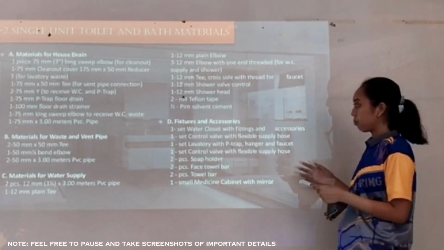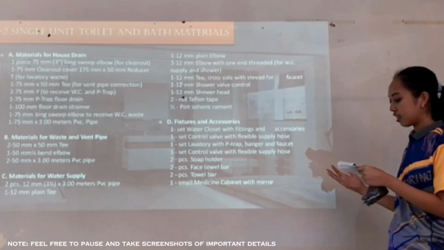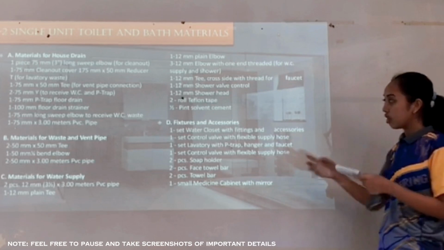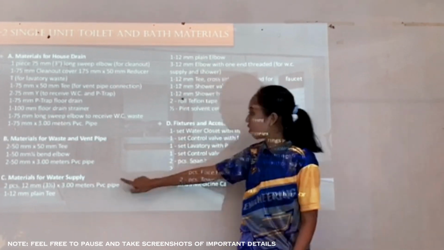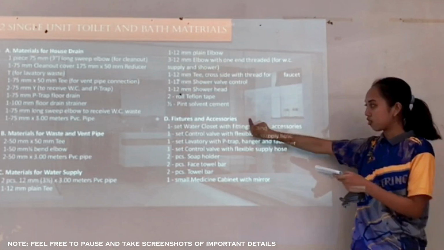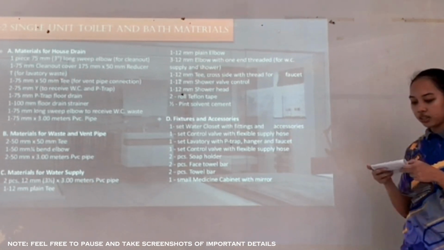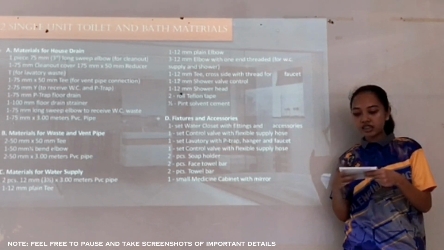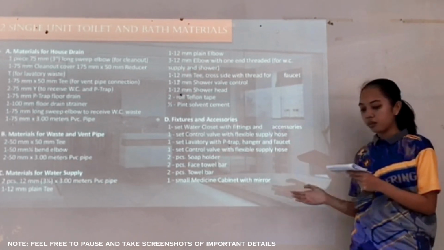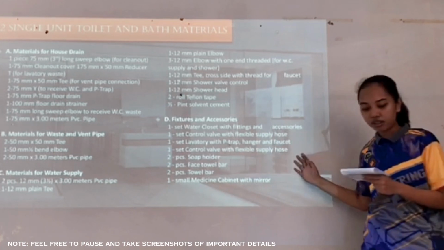So here is the detailed list of materials required for the house. The house drain, the waste pipe and vent pipe, the water supply, and the fixtures and accessories. So it gives us a comprehensive understanding of the components needed to ensure a properly functioning plumbing system for this layout. Next.